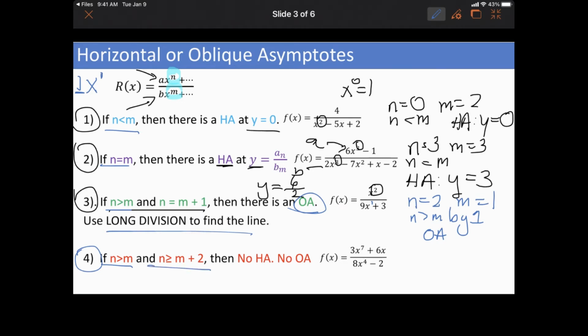Okay. There you are. So this one, what is n? 3, and m is 4? So n is greater than m by 3, right? So that's definitely 2 or more. So that tells you there's no horizontal asymptote and no oblique asymptote. And that's it.